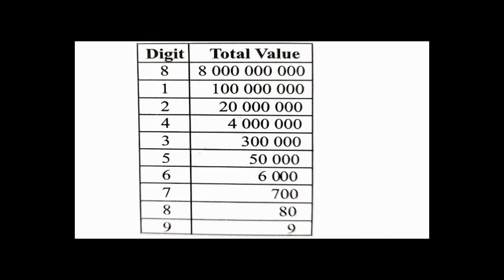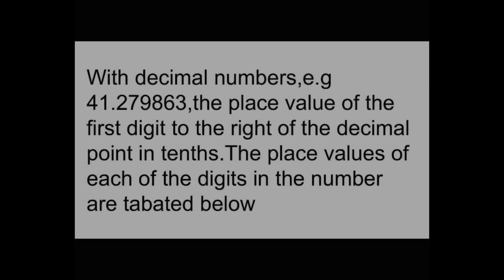So the total value of the digits in this number is as shown in this table. 8 is 8 billion. 1 is 100 million. 2 is 20 million. 4 is 4 million. 3 is 300,000. 5 is 50,000. 6 represents 6,000. 7 represents 700, 8 represents 80, and 9 represents just 9. So the total value of each of the digits is as shown.